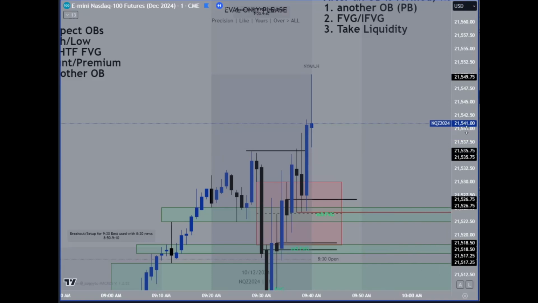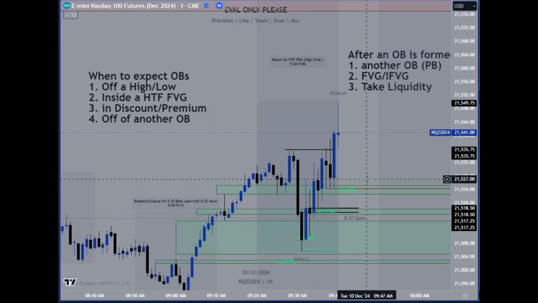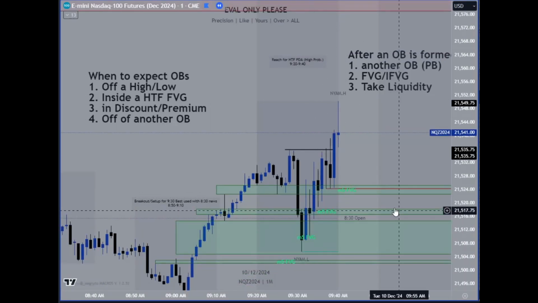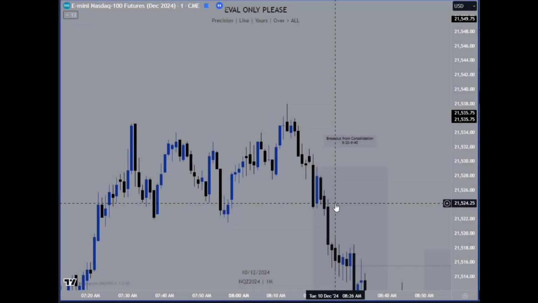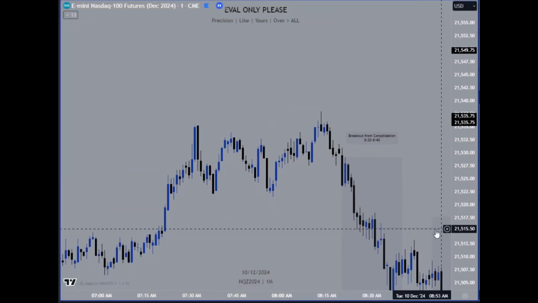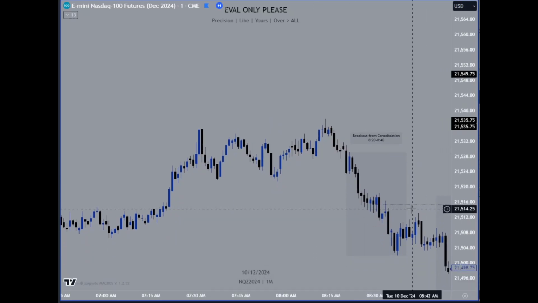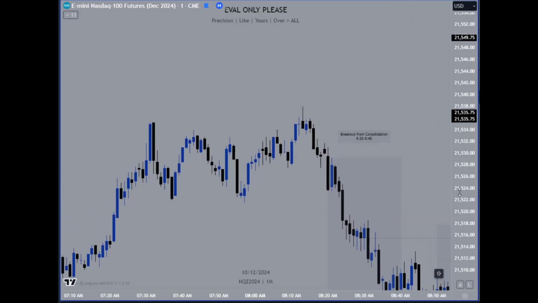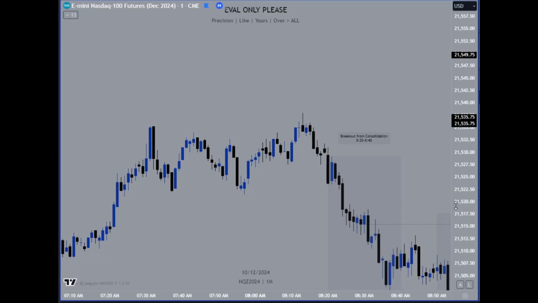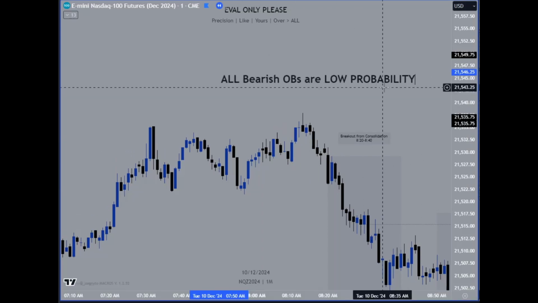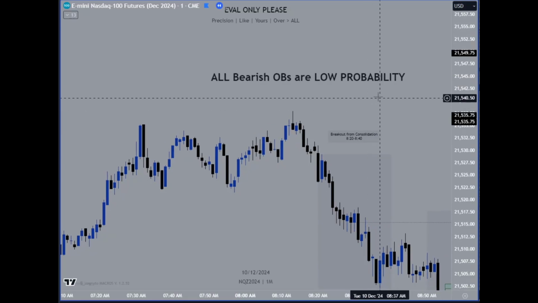All right. Now let's see if we can find a bearish example, because that's just one bullish example. So let's talk about a bearish OB, because a bullish one is one thing, a bearish one is another. A bearish one is different. So a bearish OB, in my opinion, should only be taken if you get a fair value gap with it, because bearish OBs are low probability. Let me put that in big letters. All bearish OBs are low probability, and I'm sure you've never heard anybody say that.